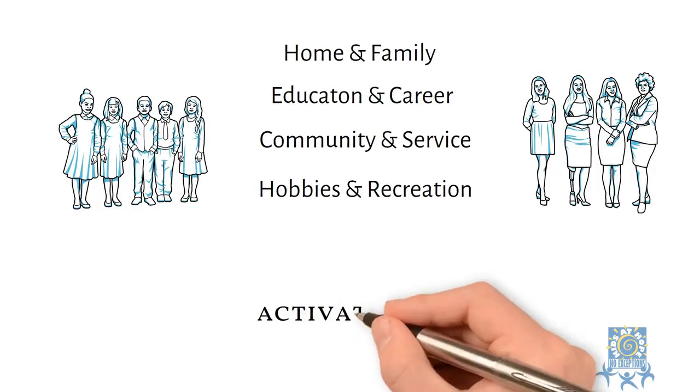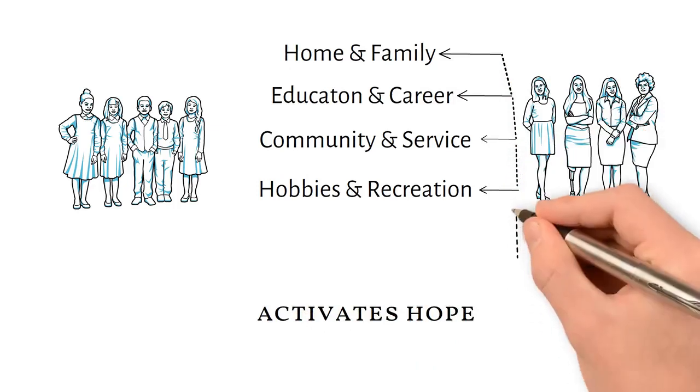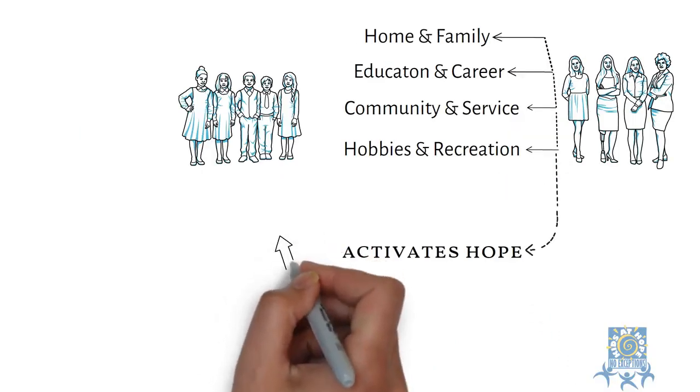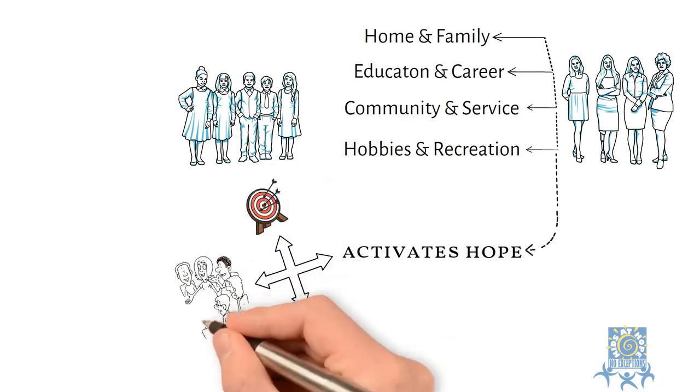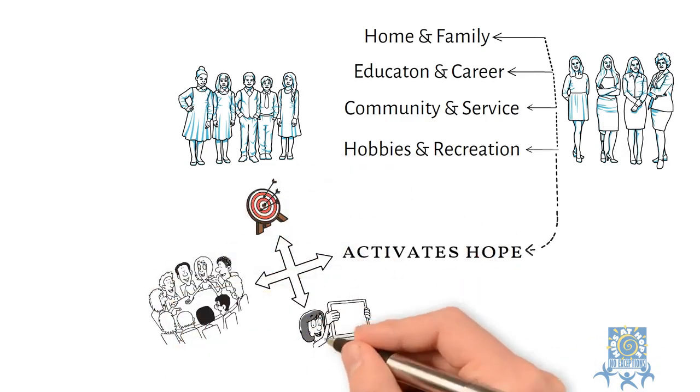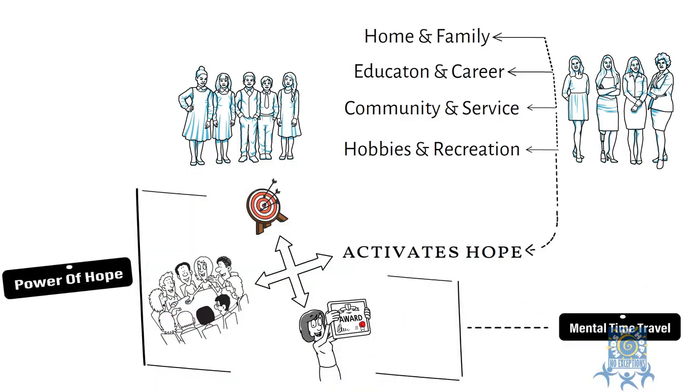This process activates hope. It achieves it by establishing 1 or more goals for each destination. Furthermore, it identifies multiple pathways to the goals, and it commits the agency needed for success. This is the power of mental time travel, the power of hope.